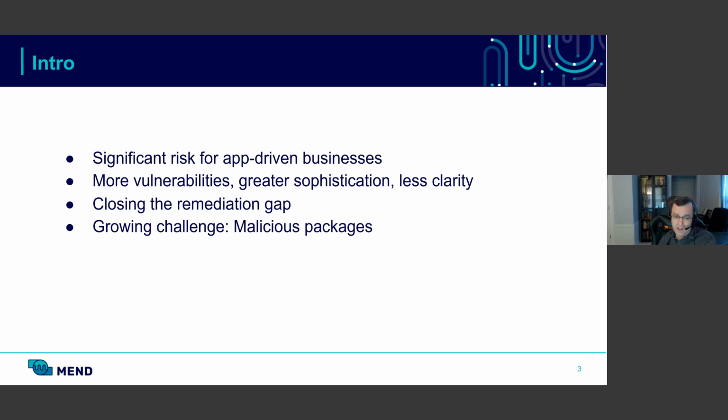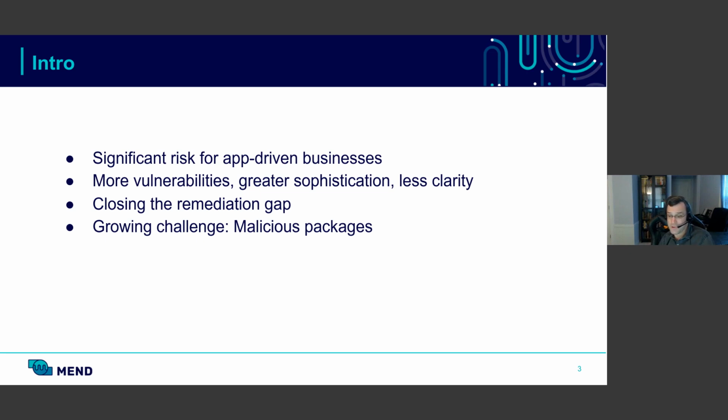So why are we talking about these though? And what's the kind of big takeaways from our threat report? So first, it's important to realize that any business that's app-driven, which is effectively every business nowadays, has significant risk that is being presented through their supply chain. This risk isn't staying stable, or unfortunately, it's not declining. It is increasing. And there's a few reasons for that.